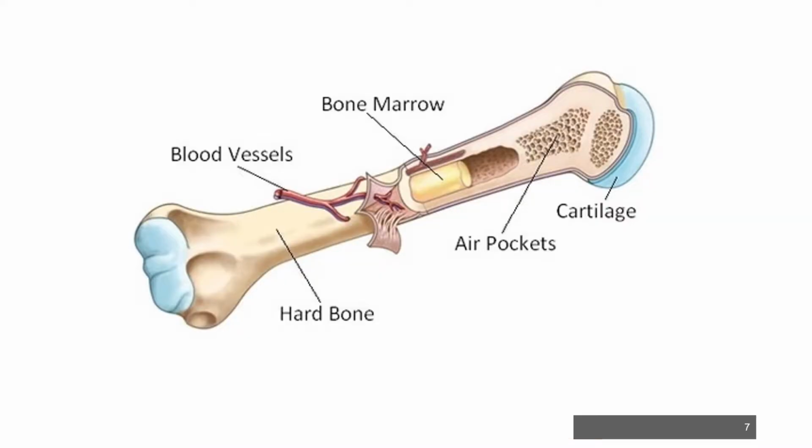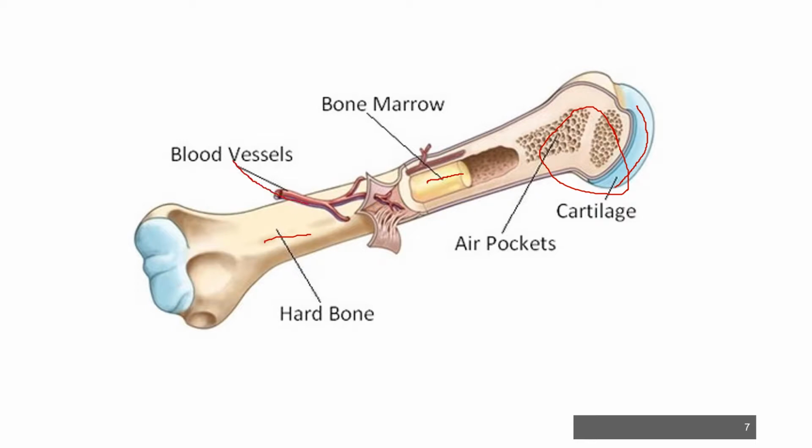Now I'm going to show you again. So here is a bone, hard bone, compact. Of course, there's cartilage, as you know, that connects bone to bone. And then you have bone marrow. This probably would be the yellow bone marrow. Red bone marrow is located a little bit in this area.